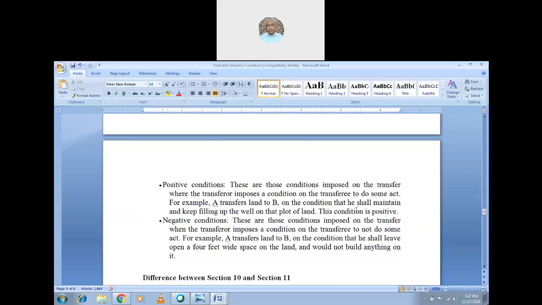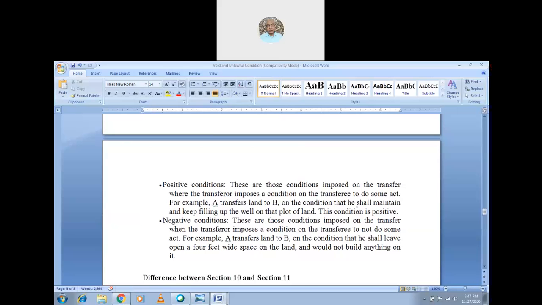On the condition that, what condition did he put, and who put the condition? A put the condition. On whom? On B. And who is B? The transferee. That he shall maintain and keep the filling of the well on the plot of land. So that is the condition you will put: keep the filling of the well on the plot of land.